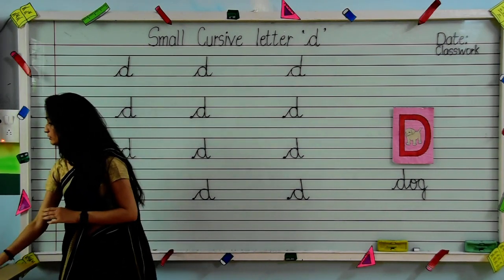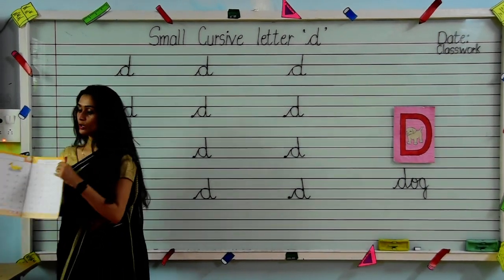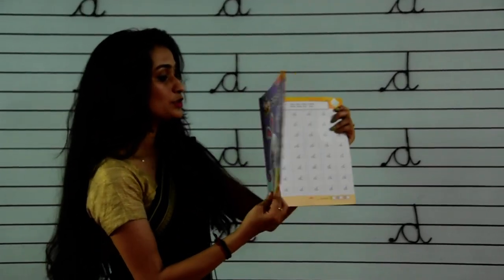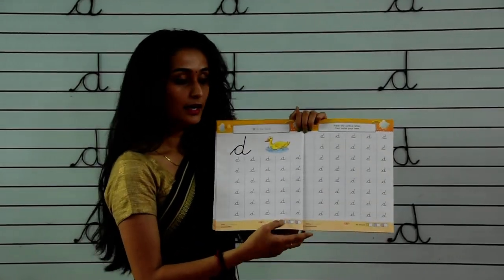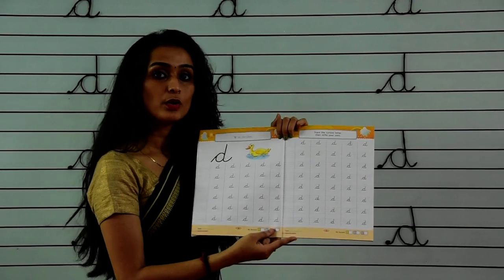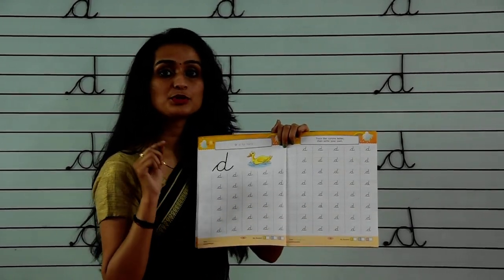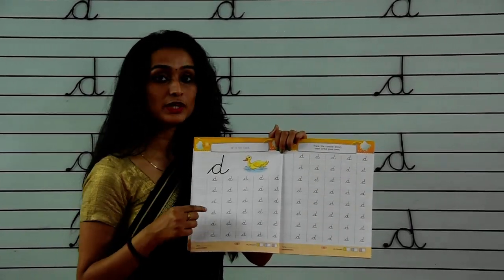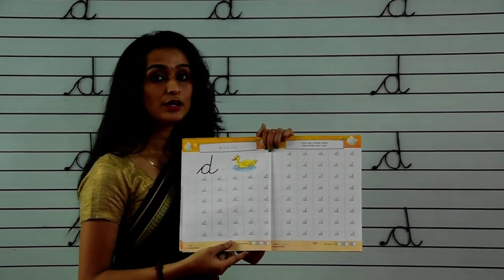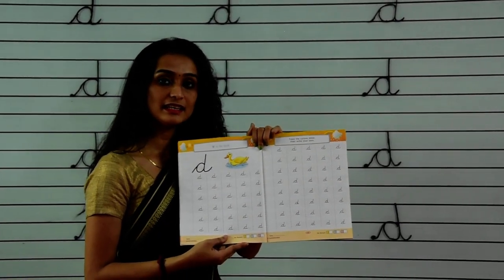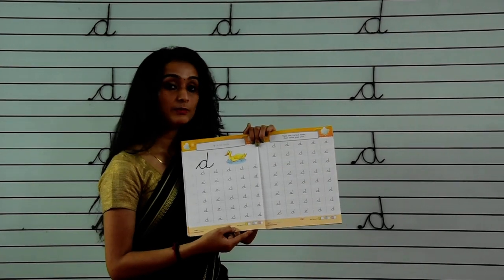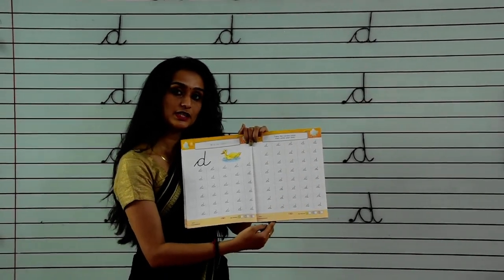Okay, so please complete your preset book pages 14 and 15. Your alphabet should not go out of the first three lines. Be very careful. Your book should look very neat and clean, kids. Okay, complete page number 14 and 15.